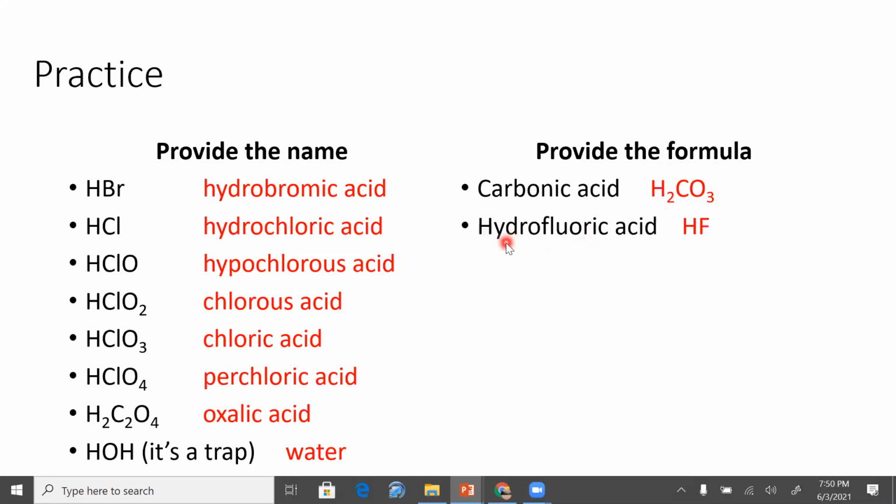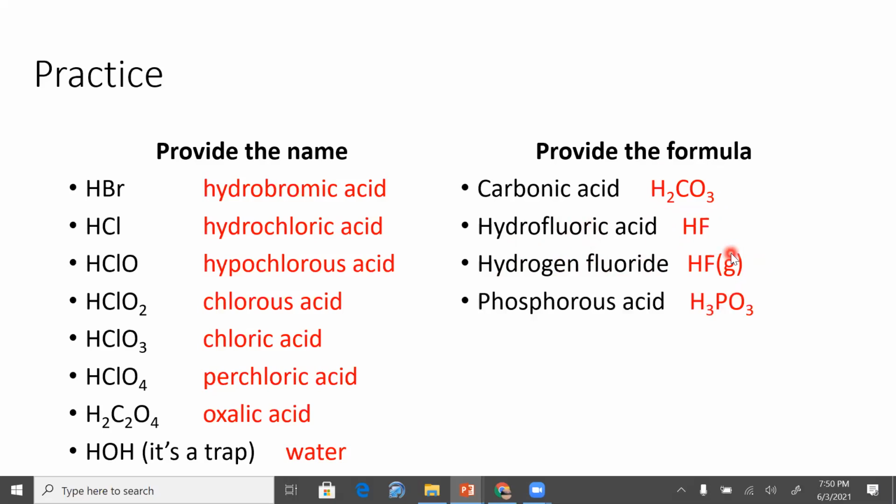Hydrofluoric acid, well, since it's got hydro in it, it's a binary acid, so the anion is just fluorine. Okay, so +1, -1. Okay, hydrogen fluorine gas, okay, how do we know it's a gas? Because it's not named as an acid, so we put the little gas here. Phosphorous acid, ous goes to ite, so we need phosphite. Phosphite is PO3 -3. So the -3 charge on the phosphite comes down here, and the +1 from the hydrogen would come down here.